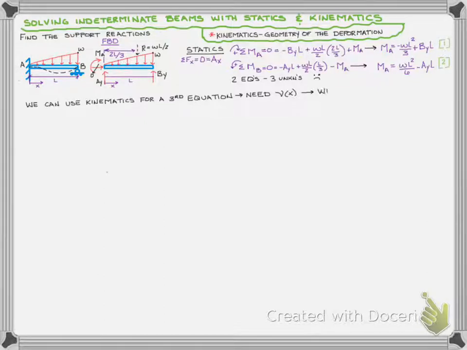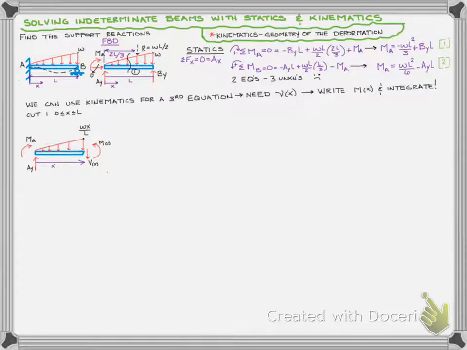All right, so if we want to write our V of X equation, we actually first have to write our M of X equation for this and integrate it twice. So we need to make a cut. Fortunately, we can make our cut anywhere along the length because our cut will be valid from 0 less than or equal to X, less than or equal to L, because our load is constant, it's not discontinuous.